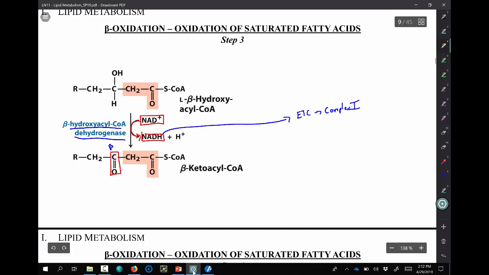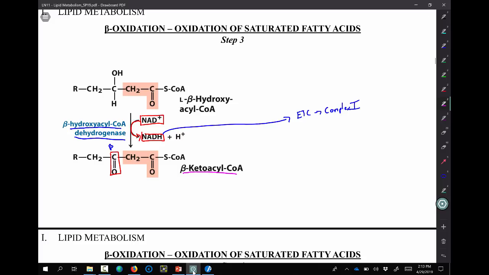Okay, and of course that will make a number of ATP depending on the size of the C ring in the ATP synthase molecule. And what you're finally left with, we're on step 3 now, is this beta keto acyl-CoA.